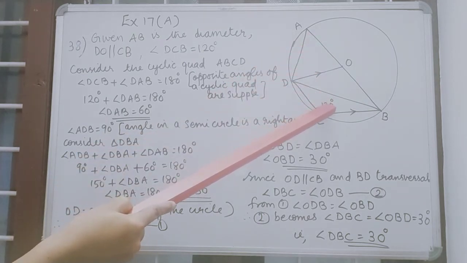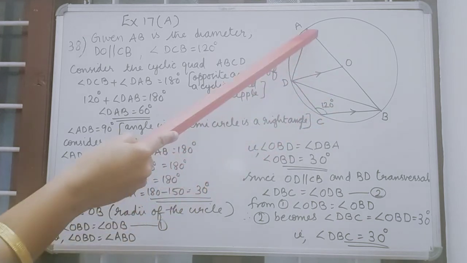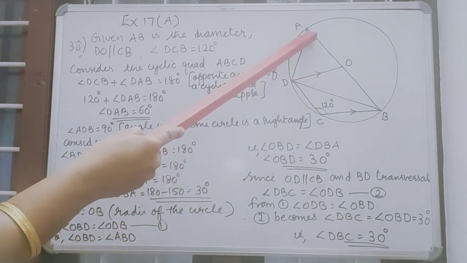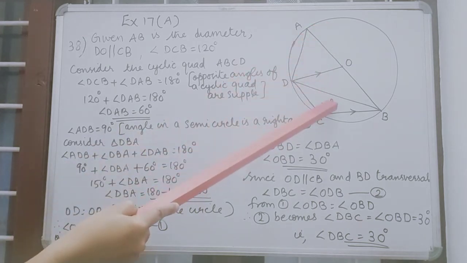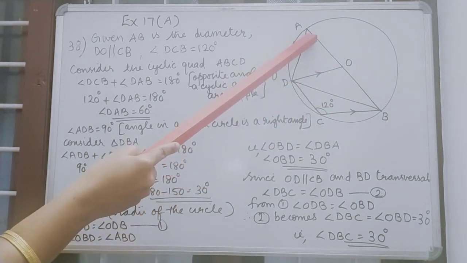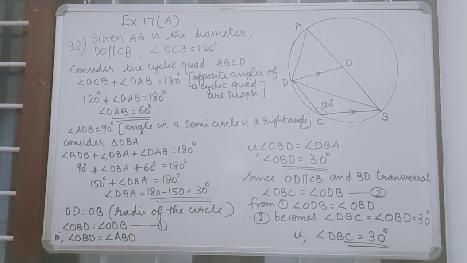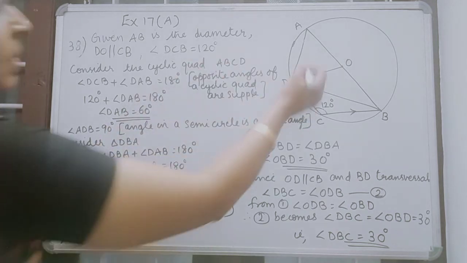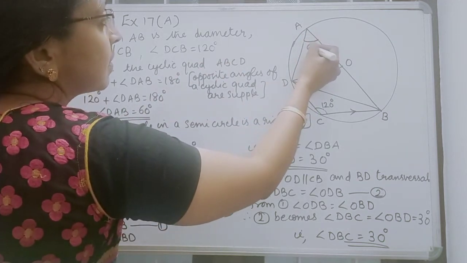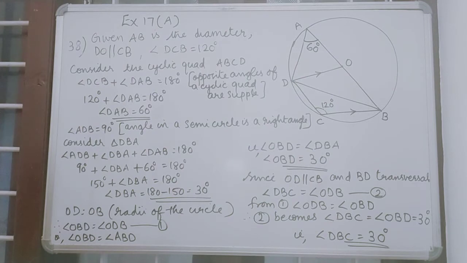We have angle C as 120 degree. So what about angle A? Angle A will be 180 minus 120, that is 60 degree, that is angle DAB. We will get it as 60 degree, since opposite angles of a cyclic quadrilateral are supplementary. So 180 minus 120, we will get it as 60 degree. DAB is equal to 60 degree. That is the first part.